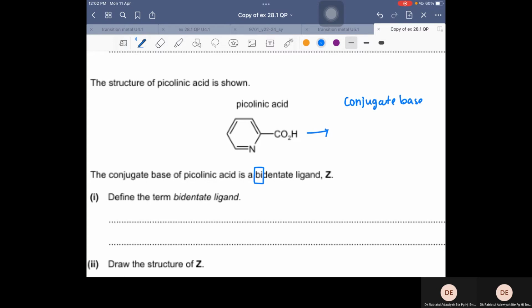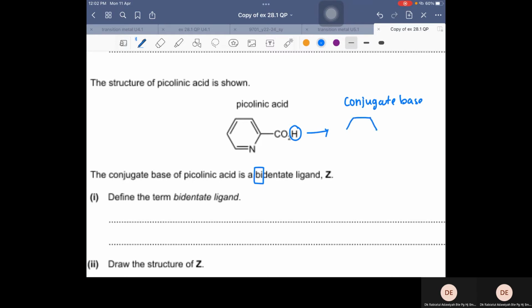Now, what is the conjugate base of picolinic acid? How do we find it? What about the H plus? Do we gain or do we lose the H plus? We lose the H plus, that's right. Acid will give away its H plus in aqueous solution. So the H plus that we're going to lose is the one that is attached to the COOH, okay?